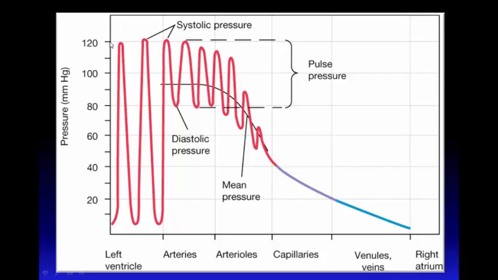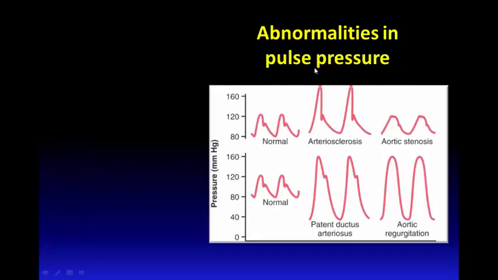So blood pressure in the systemic arteries keeps on pulsating from a minimum value of 80 millimeters of mercury, the diastolic blood pressure, to a maximum value of 120 millimeters of mercury, which is the systolic blood pressure. So this pulsatile component of the arterial blood pressure in the systemic arteries is the pulse pressure.